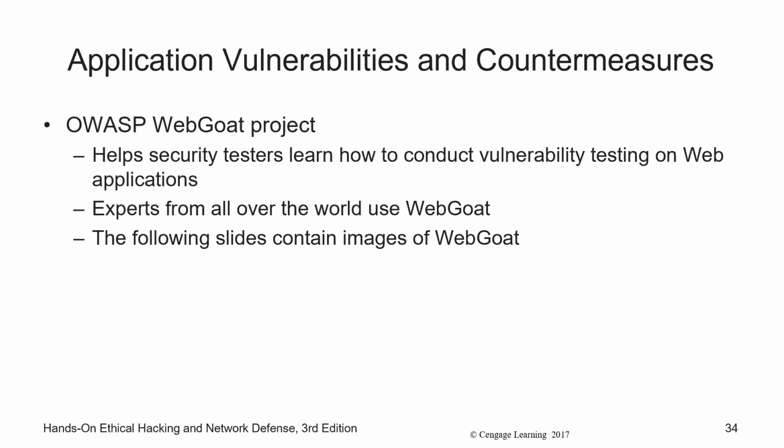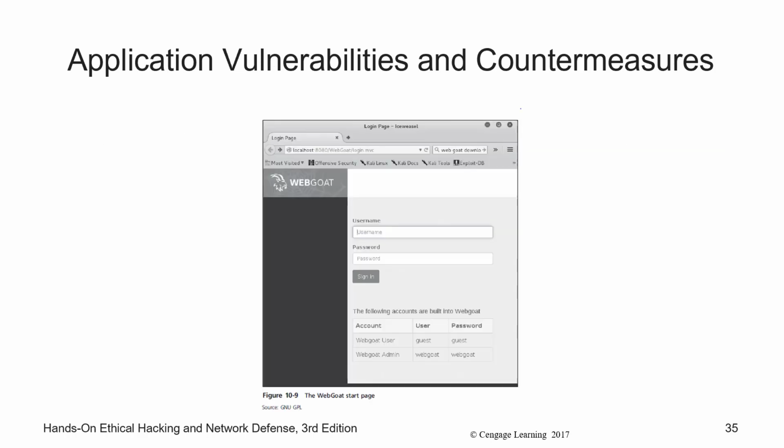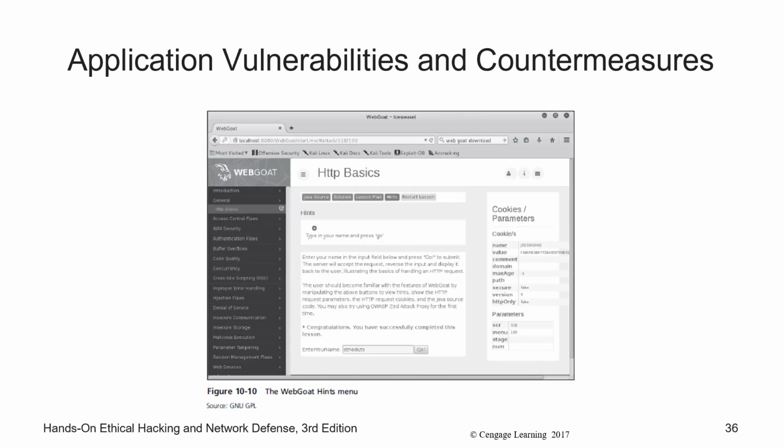The WebGoat project by OWASP helps security testers learn how to do vulnerability testing. A lot of people use WebGoat, so we're going to show you some examples. Here's the start page. This is an example of how to handle, for instance, looking at inputs.